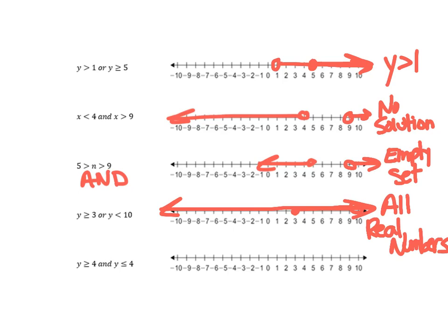All right. Last but not least is this one. It's another and. Y is greater than or equal to 4, and y is less than or equal to 4. So that would be a solid dot. Greater than goes this way. Less than goes this way. And you know what? I'm going to even go ahead and do this, and do this for the other one. What do they have in common? What do those two have in common? Because that's what we have to do for an and. And the only thing they have in common is y equals 4.